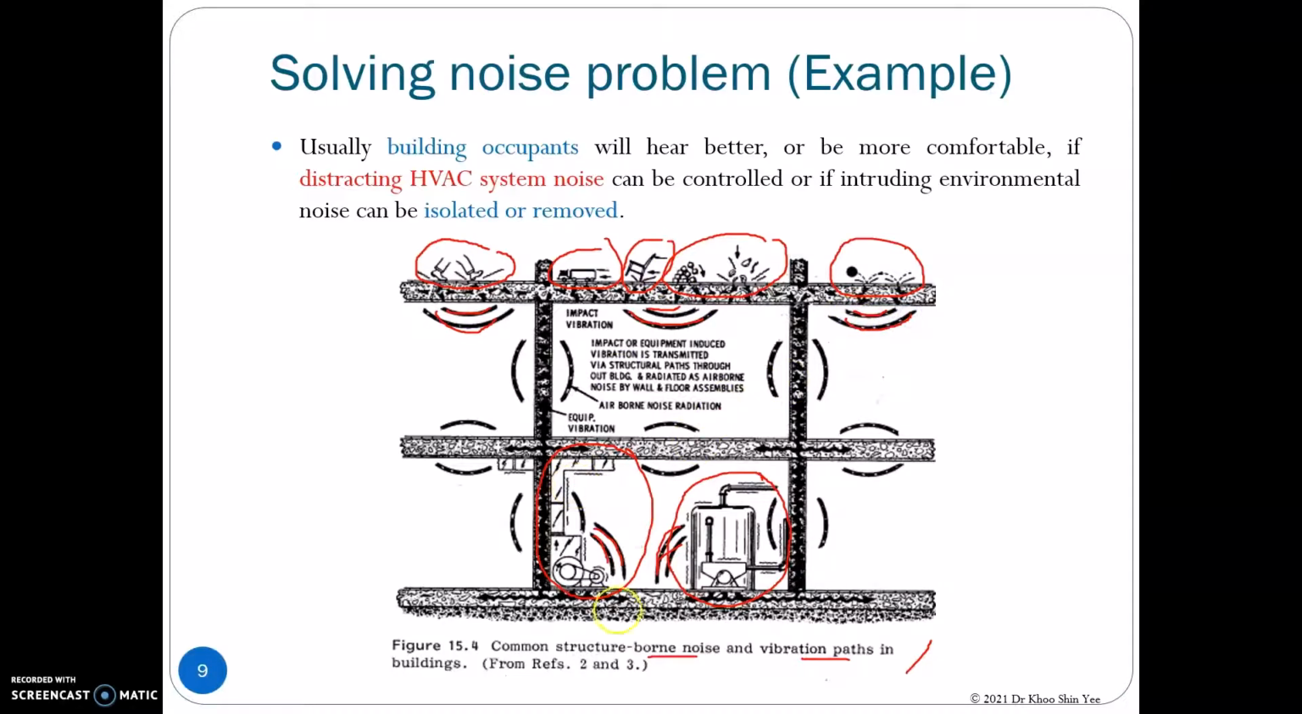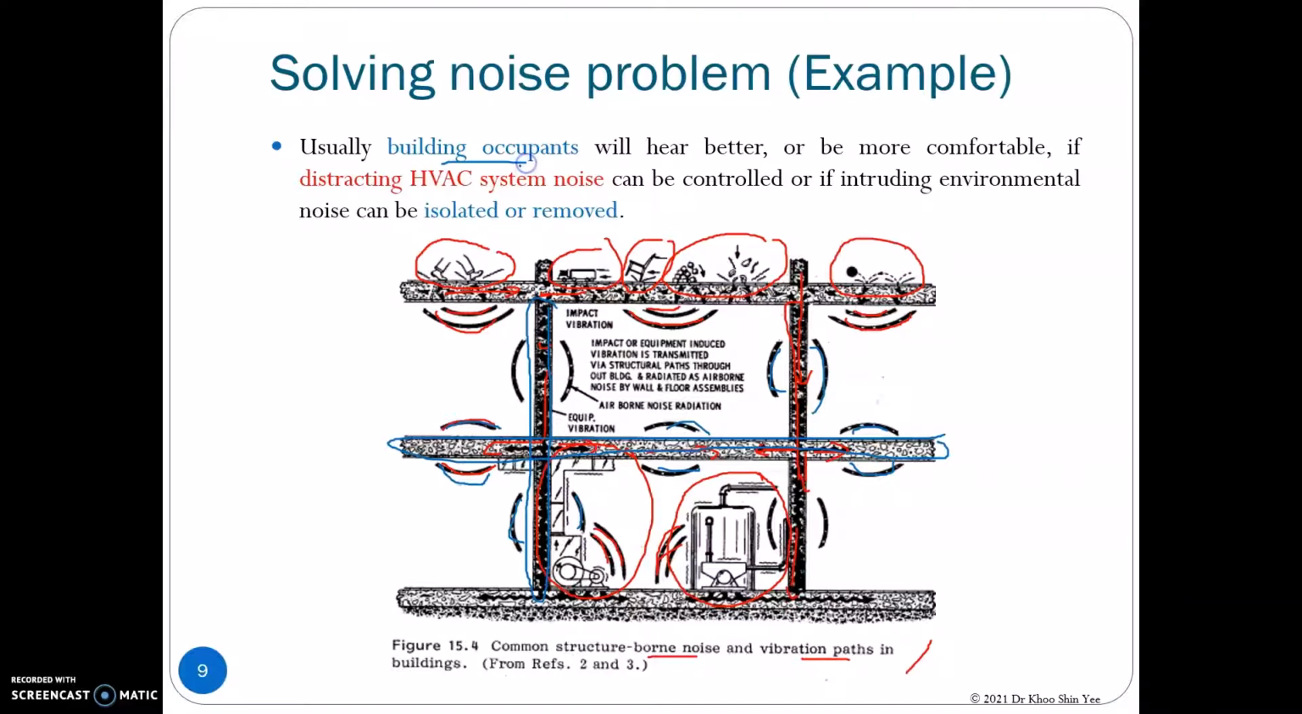Not only that, the vibration of the machine or the activity here will transmit to a further distance through the structural path here, and you can see the vibration will transmit further and further. Then the vibration of the wall or the floor here will radiate airborne noise all around the building, as you can see in this picture.